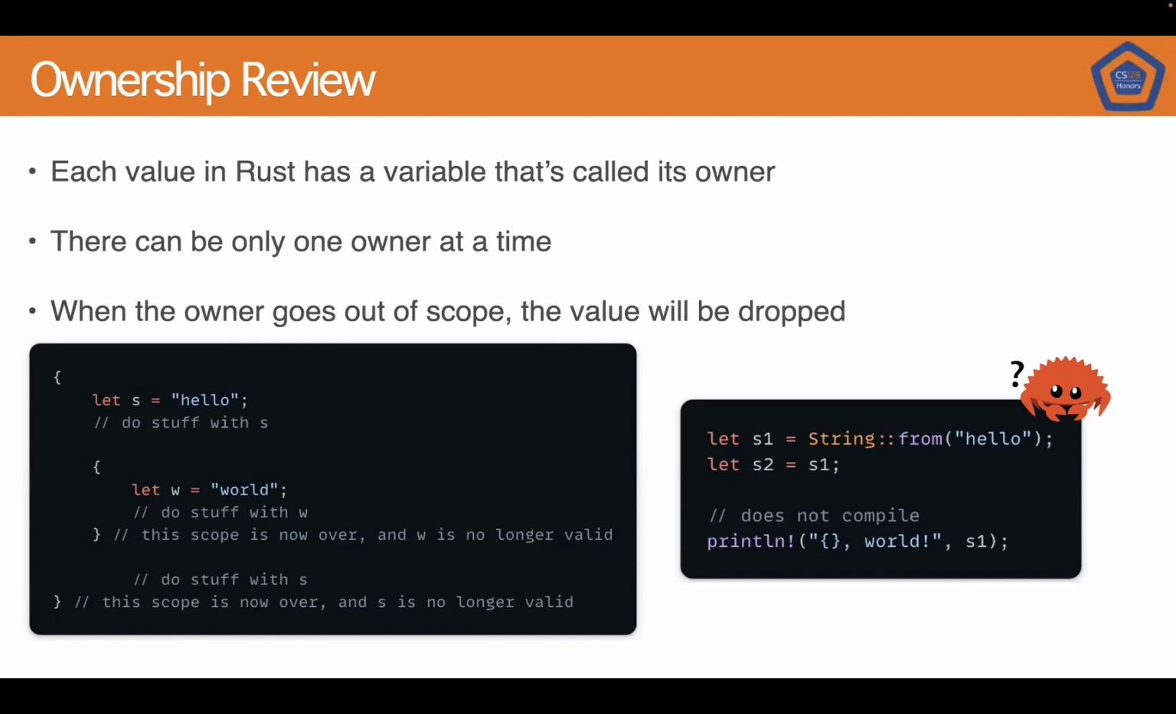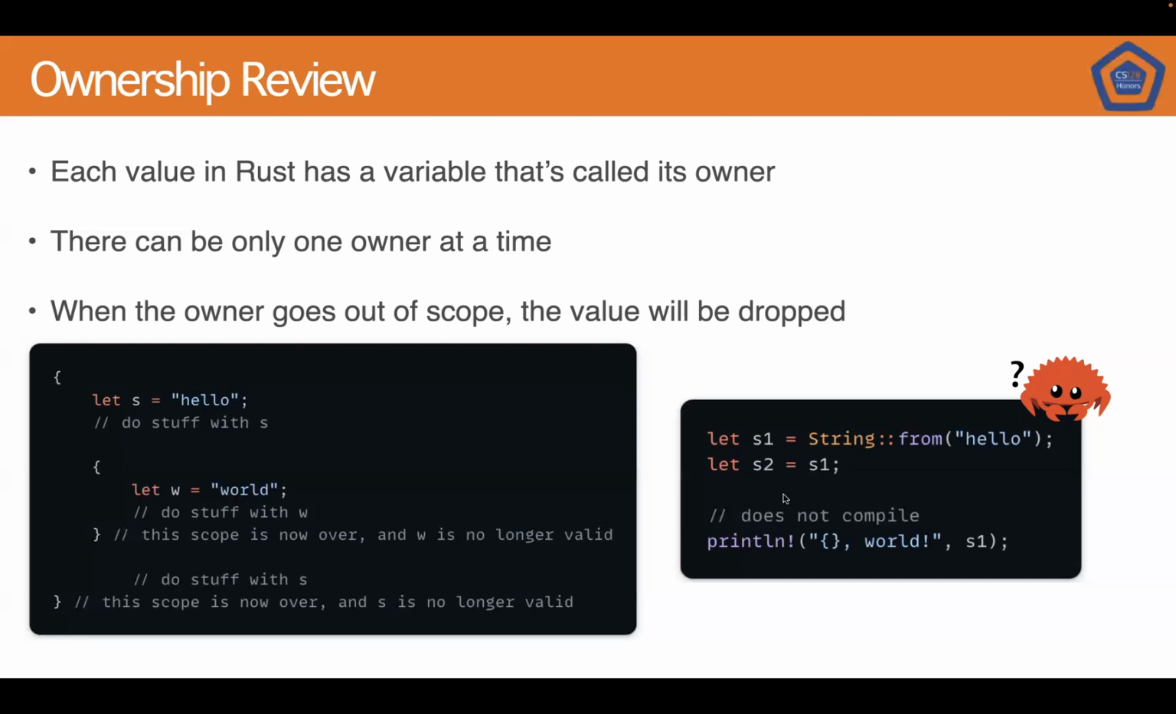In our first example, we have a variable s that owns this piece of data, hello, and then we enter a new scope and define a new variable w, which owns world. After that, we might do something with w, but once we reach the end of its scope right here, its data is no longer valid, it's dropped. So w can't be used and nothing else can refer to its data. And the same thing applies for s once we reach the end of this outer scope.